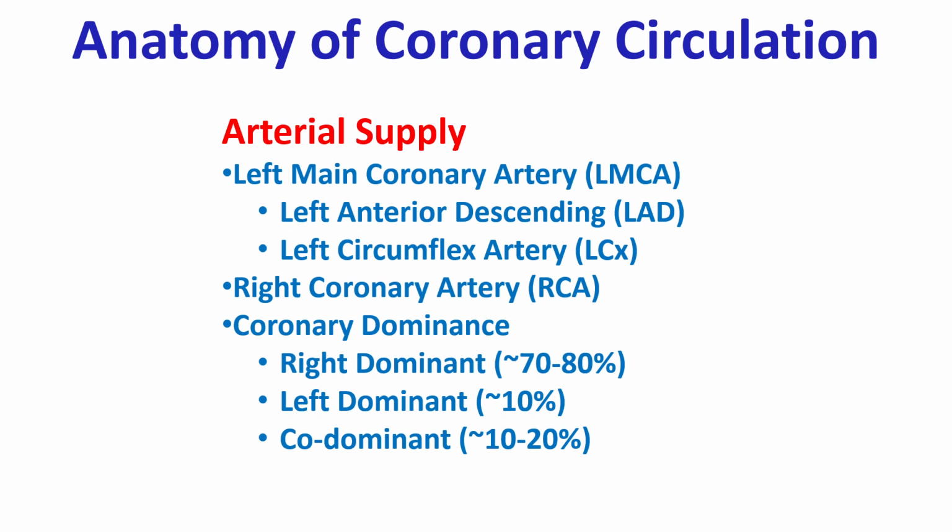Coronary dominance. This is determined by the artery that supplies the posterior descending artery, which runs in the posterior interventricular sulcus and supplies the inferior wall of the left ventricle and the posterior third of the interventricular septum. Right dominant, 70 to 80%, the PDA arises from the RCA. Left dominant, about 10%, the PDA arises from the left circumflex. Co-dominant, 10 to 20%, the posterior septum is supplied by branches from both right coronary artery and left circumflex.